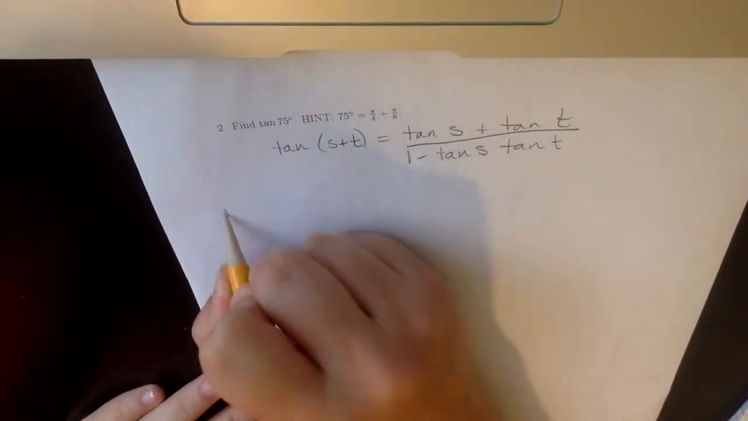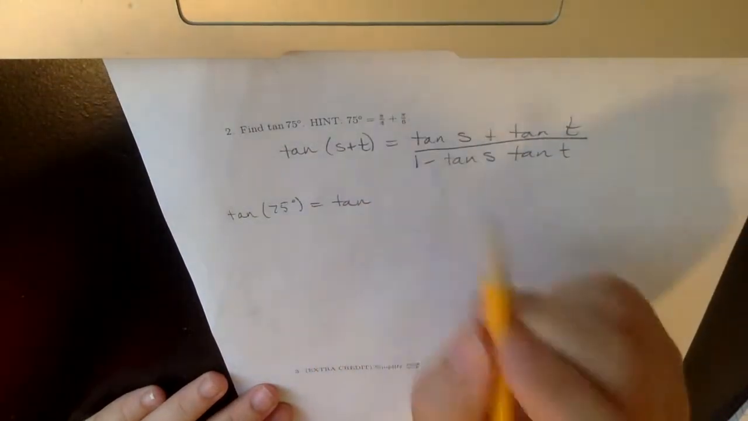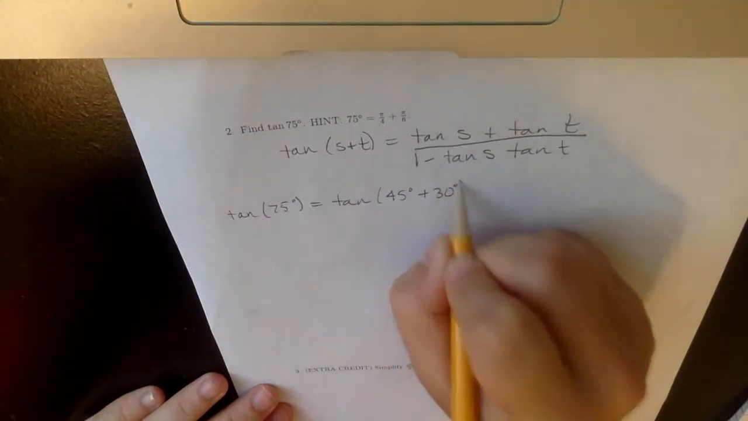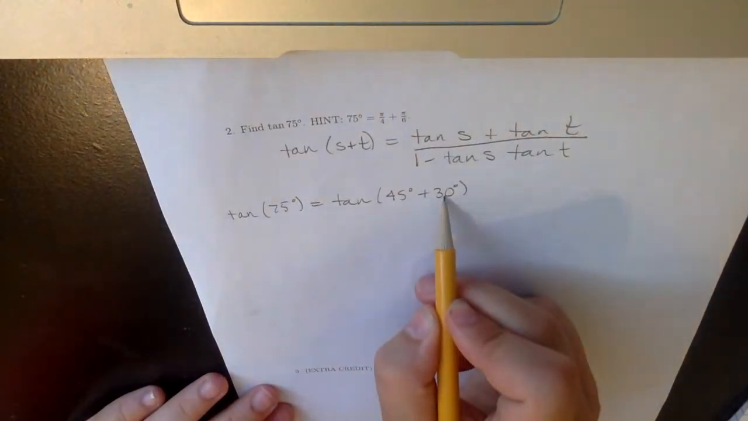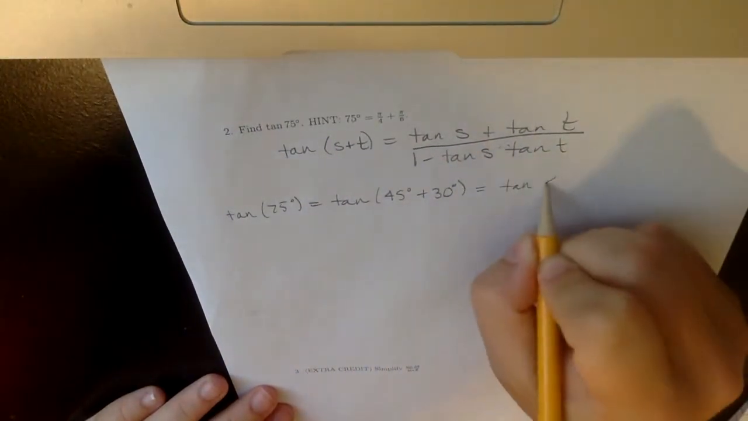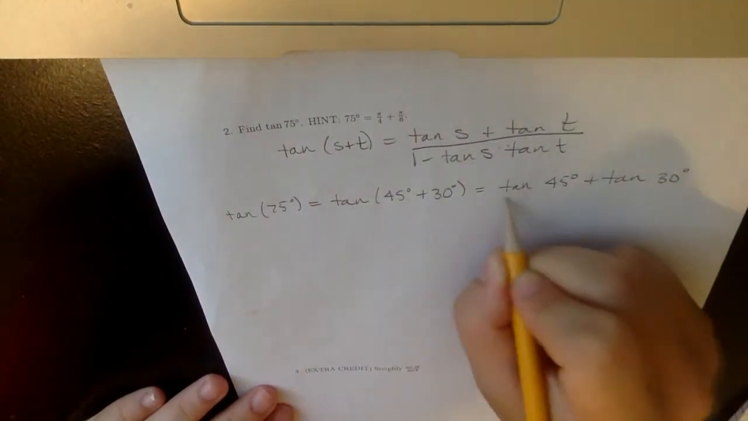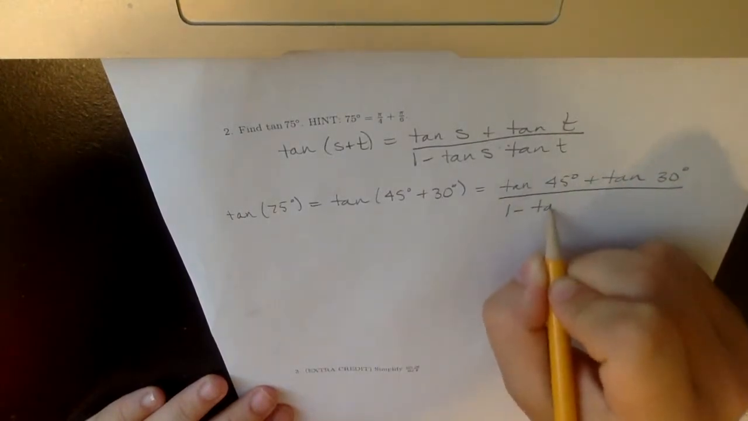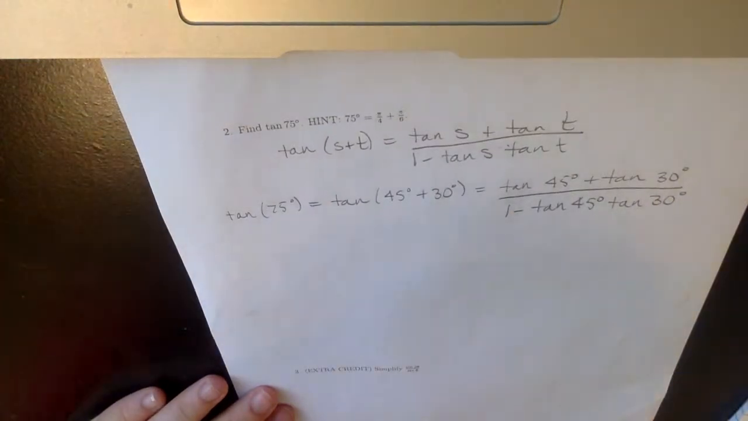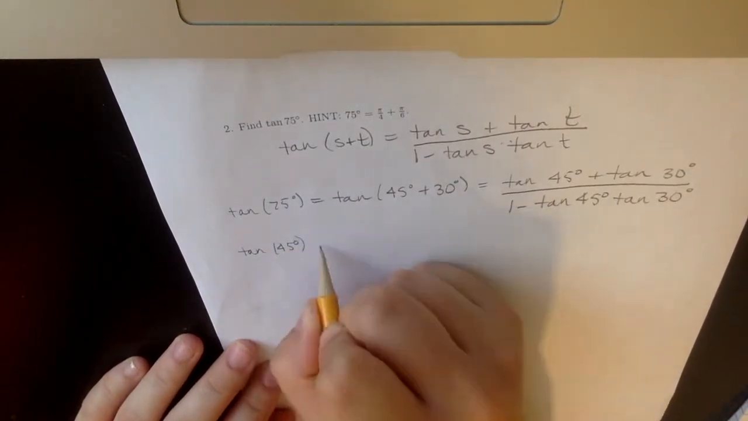Okay, so tangent of 75 degrees is the tangent of, I can write this as pi over 4 and pi over 6, or I can write it in degrees. I'm going to write it in degrees. So this is the tangent of 45 degrees plus 30 degrees. Okay, so using this formula, I get that this is the tangent of 45 degrees plus the tangent of the second angle, 30 degrees, over 1 minus tangent of the first angle, 45 degrees, times tangent of the second angle, 30 degrees.